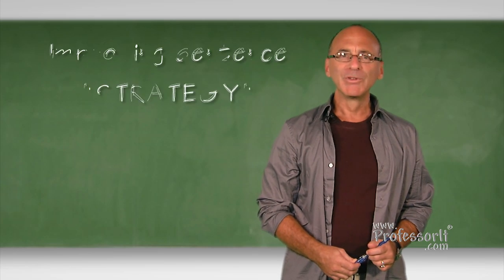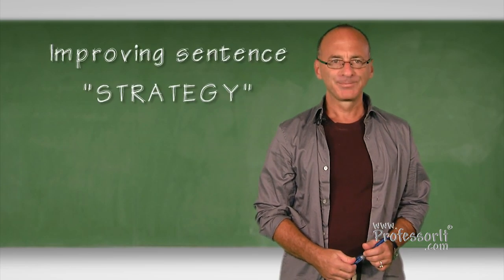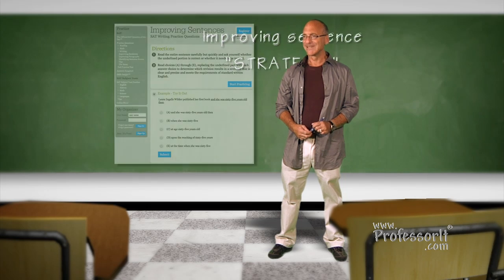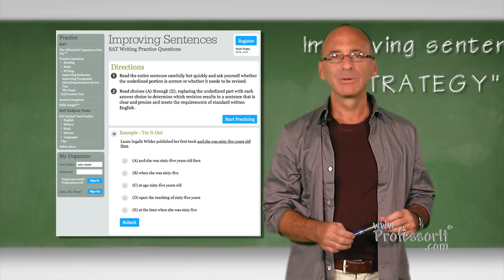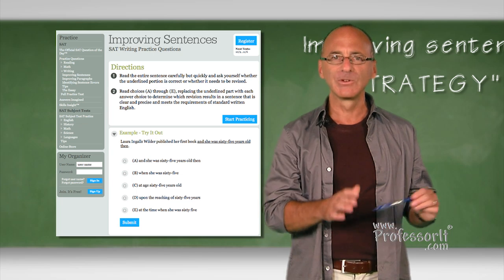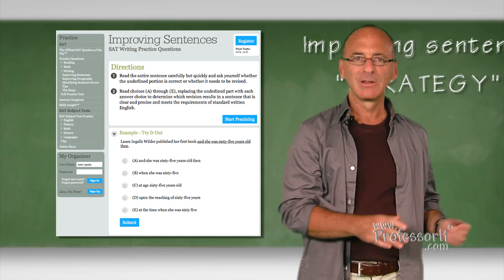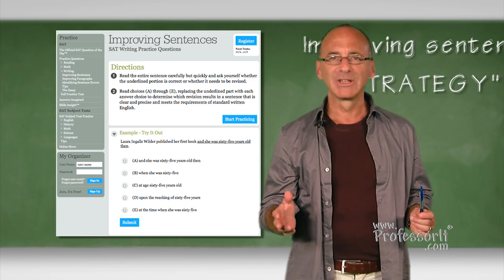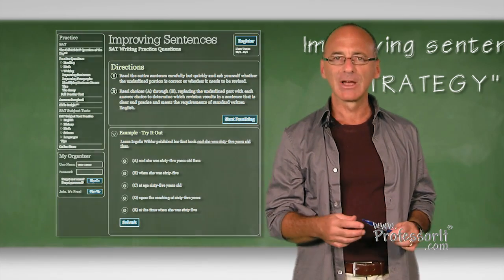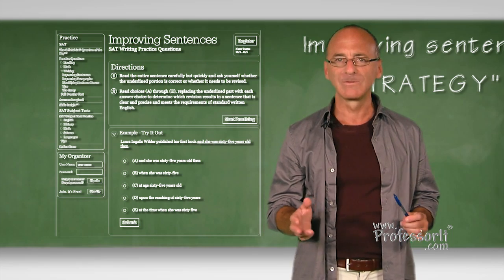Now we're going to talk about improving sentences. Strategy. In this section, you'll be shown a sentence, part of which, or in some cases all of which, has been underlined. Following this, there are 5 other sentences. The first is simply the sentence as you've seen it. The other 4 are variations of the part that was underlined. Your job is to select the best version of the sentence, taking into account grammar, word choice, punctuation, and phrasing.